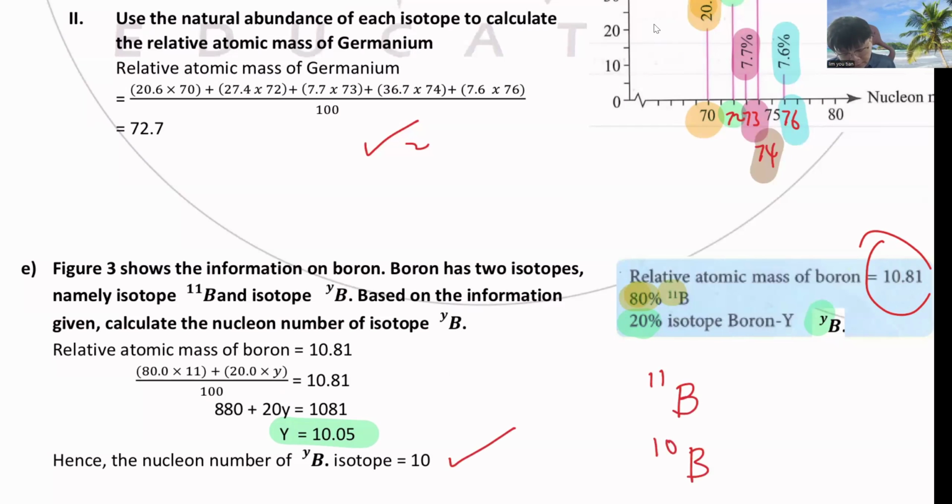This is another type of calculation. Instead of giving you 10 here, they give you Y. Then they tell you 80% is 11, 20% is Y, but you take the average, you get 10.81. Then this is what you do. 80 times 11, 20 times Y, divide by 100, you get 10.81. 100 bring over here, becomes 1081. This one bring over here, then divide by 20, you get this. Yeah, so this is the calculation in chapter 2.